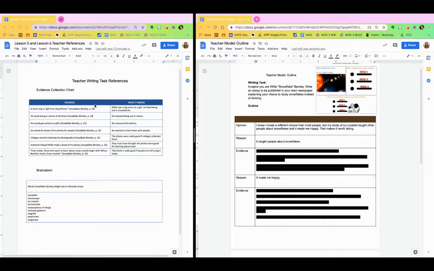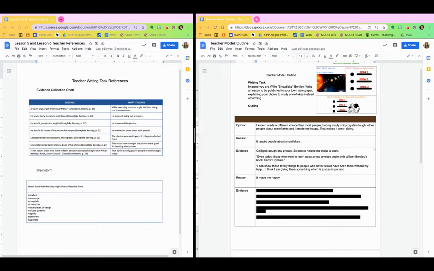So I went ahead and already sorted out the evidence that matched it taught people about snowflakes. So these are the 3 pieces of evidence that I found. 1, colleges bought my photos. Scientists helped me make a book. 2, even today, those who want to learn about snow crystals begin with Wilson Bentley's book, Snow Crystals. And then 3, I can show these lovely things to people who never would have seen them without my help. I think I'm giving them something which is just as important. So these 3 pieces of evidence support that it taught people about snowflakes.